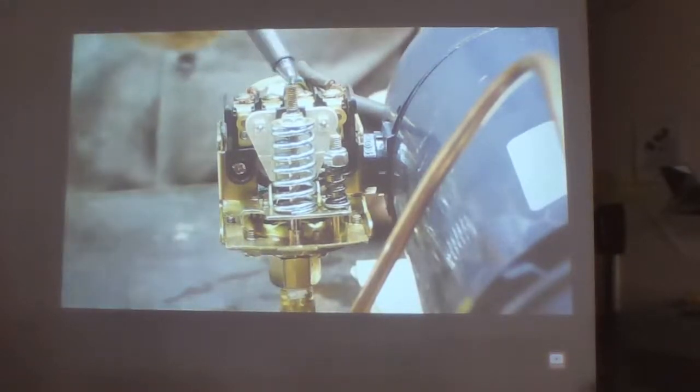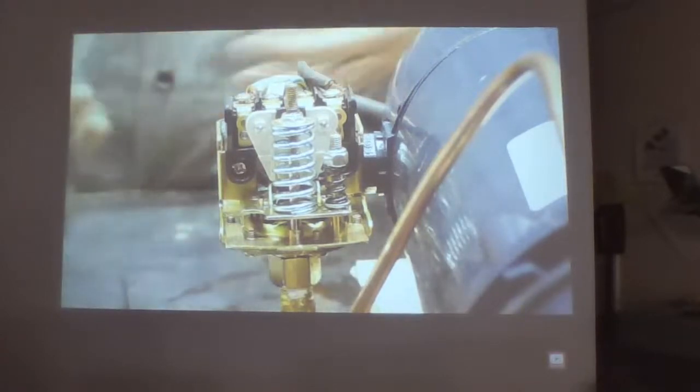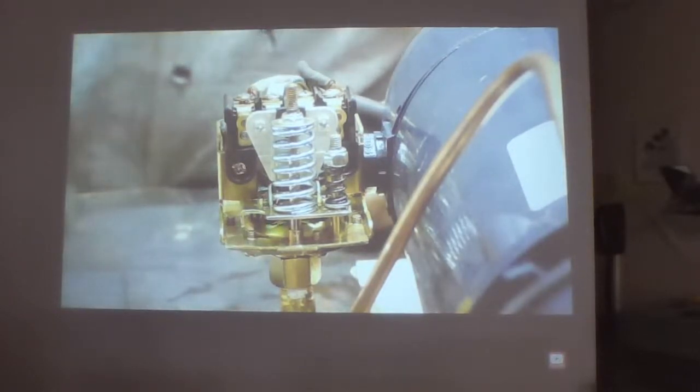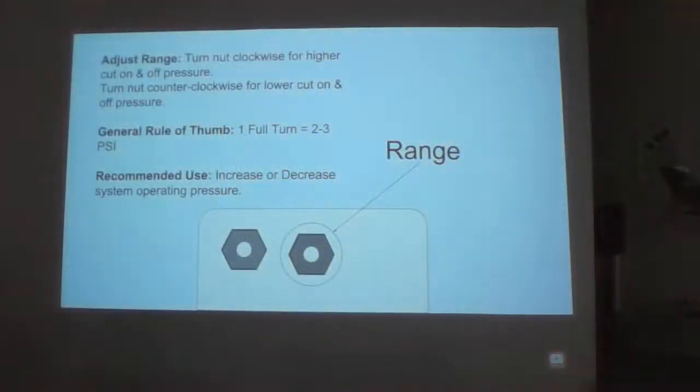Adjusting the center nut will raise or lower the range, so you could potentially increase or decrease the range of that 40/60, or 30/50, I'm sorry, that we're preset with. So by tightening this middle set screw, we're actually increasing or raising the pressure by whatever amount, depending on the turns that we do here.